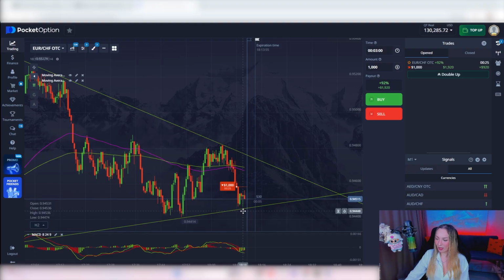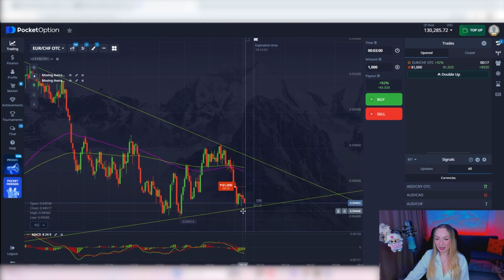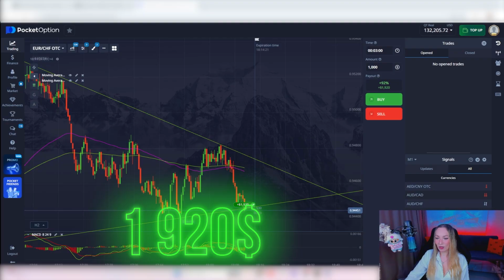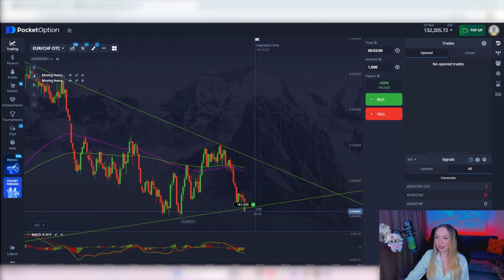Not the right time to go up. Price, please wait a little bit. We're still there. So basically only one candle left and we're done. Here it is, the profit, $1,920. The second trade that was super successful.